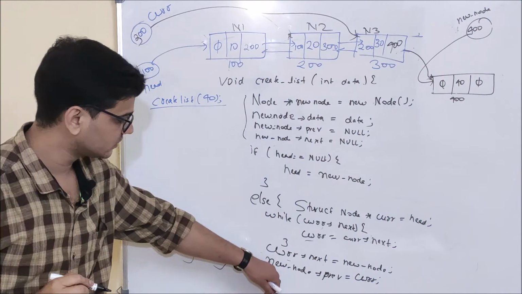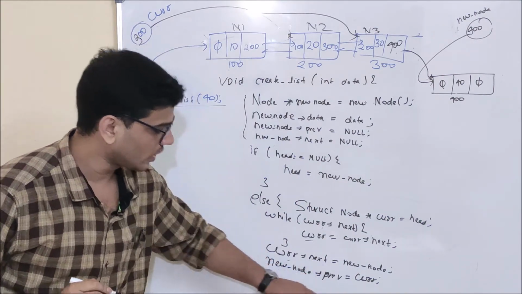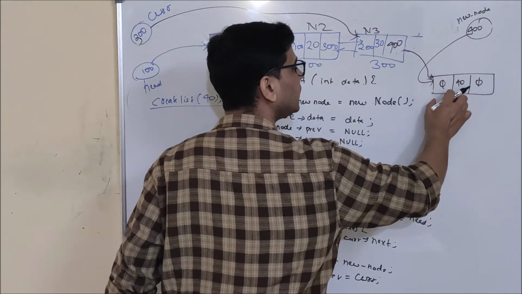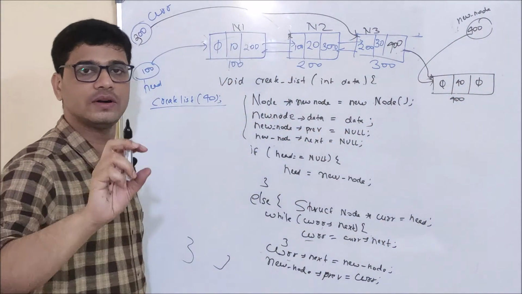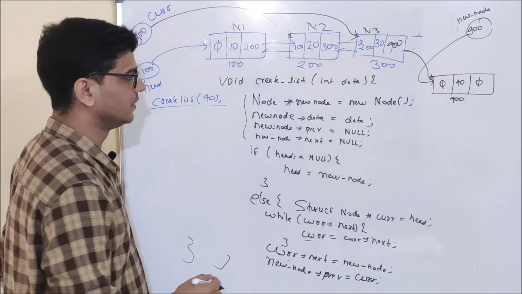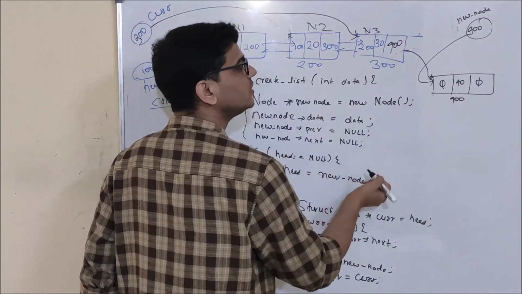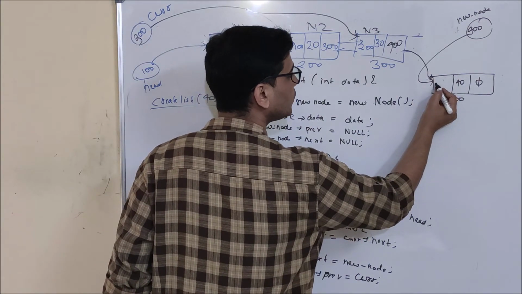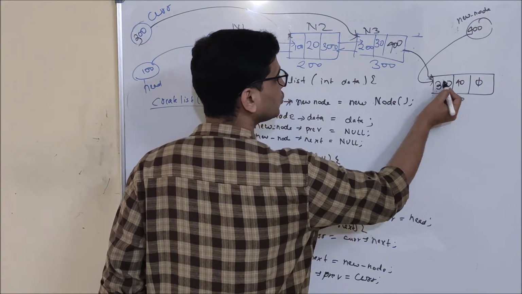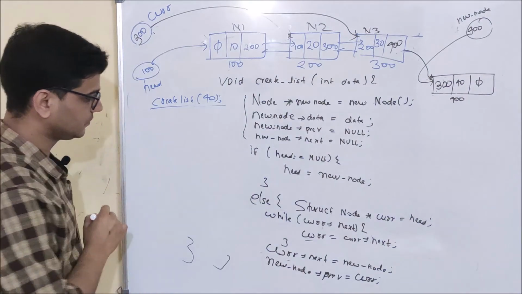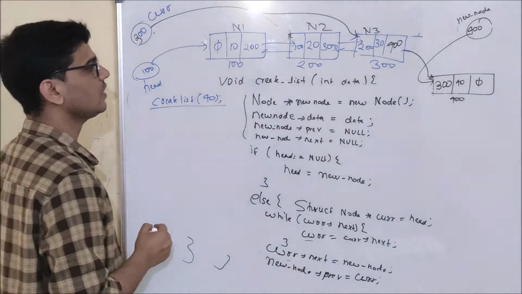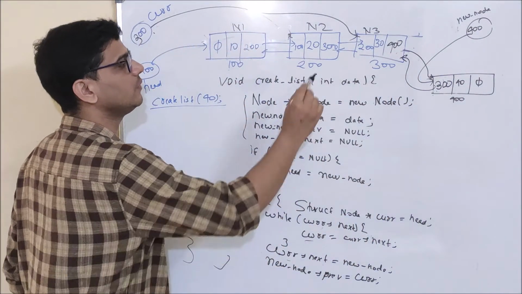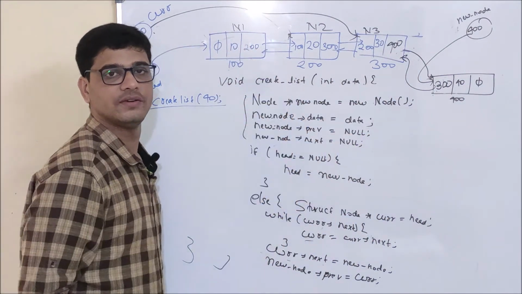And what are we doing in the next line? New node dot previous. And what is new node dot previous? New node dot previous is the previous part of the node starting from memory address 400. So this is the node starting from memory address 400, and this is its previous part. In this previous part, we will store 300. Why? Because current is 300 now. So as you can see here, we have created a link between node 3 and the newly created node.